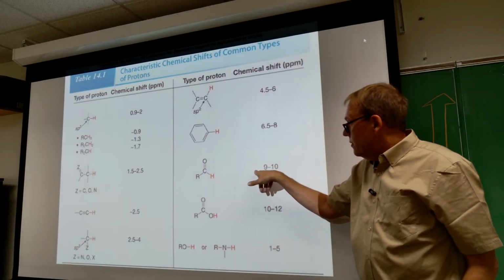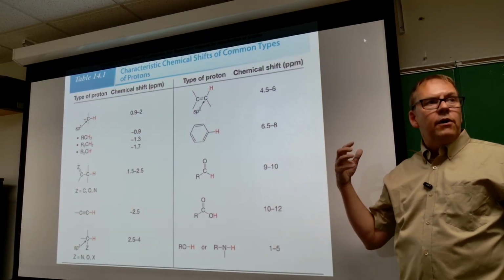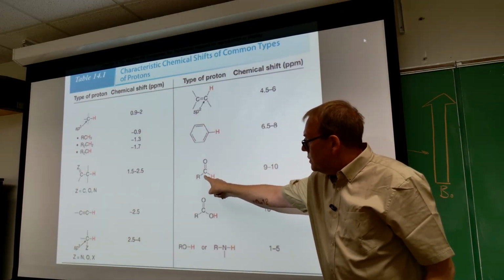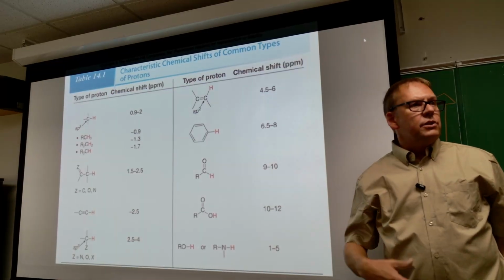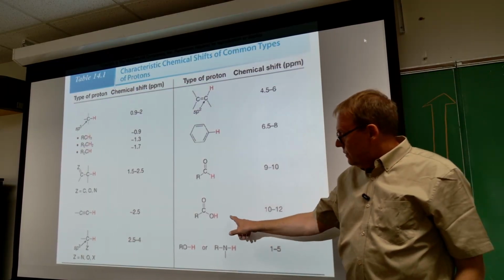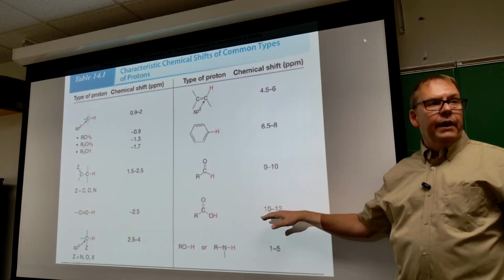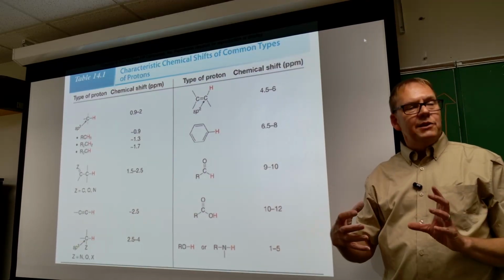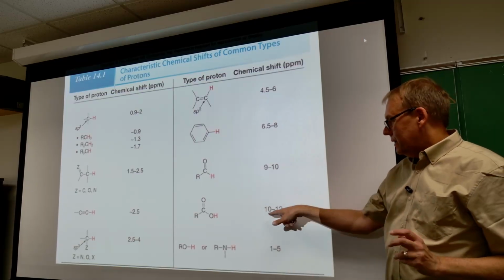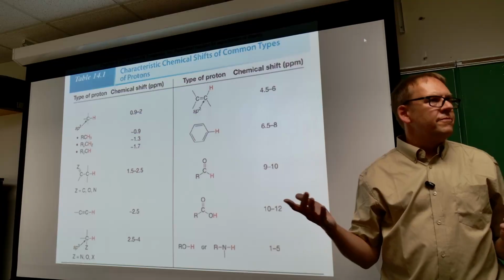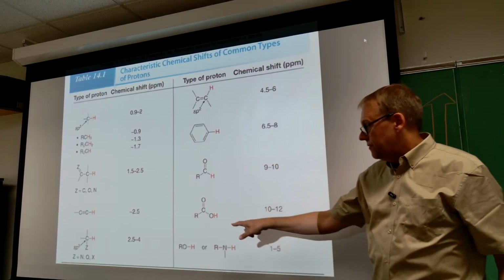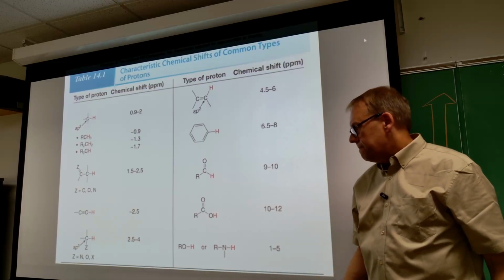Aldehydes are really high. They're 9 to 10. They're on the far left side. That specific proton, because it's attached to a double bond and near the electronegative oxygen, is really de-shielded. It has a high chemical shift. And then carboxylic acids are so de-shielded that they're usually off scale, and you have to have a little inset that says, oh, by the way, there's a signal that's off scale, and it appears at 10 to 12, even I've seen them at 15. They really have very high chemical shifts, because that's a very electron poor proton right there.